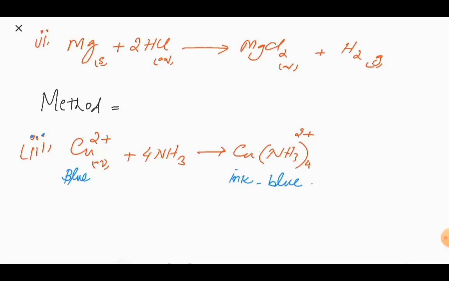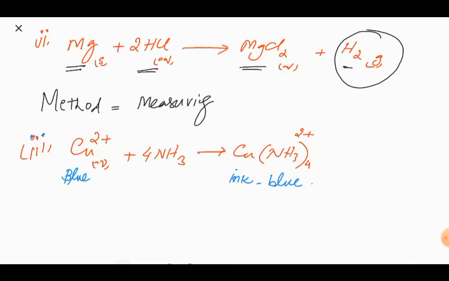The next one is a reaction between magnesium and hydrochloric acid to give magnesium chloride and hydrogen gas. Here one of the products is a gas. So the most suitable method for this one is by measuring the volume of the gas. So we can determine the rate of this chemical reaction by measuring the volume of gas, which is here hydrogen gas. So the rate of the reaction will be equal to change in volume divided by total time taken.